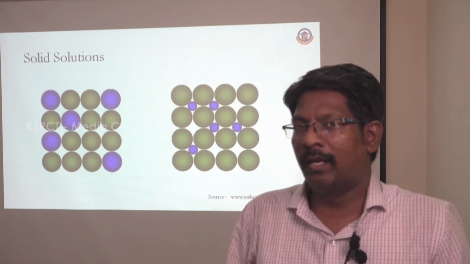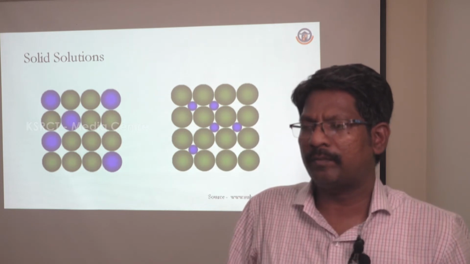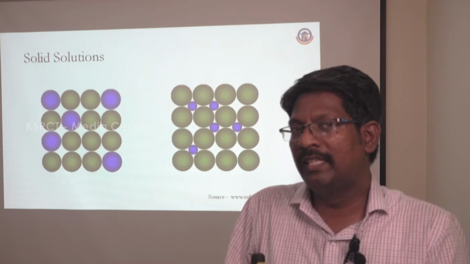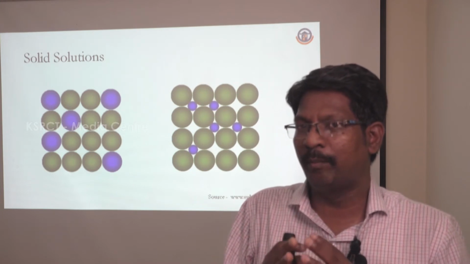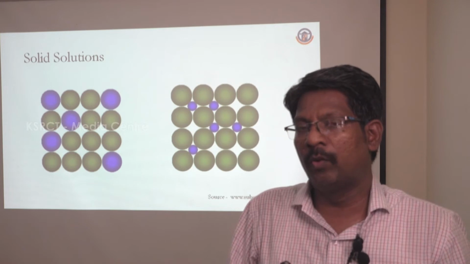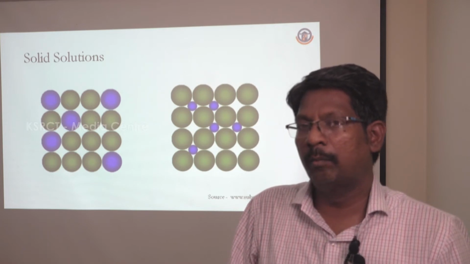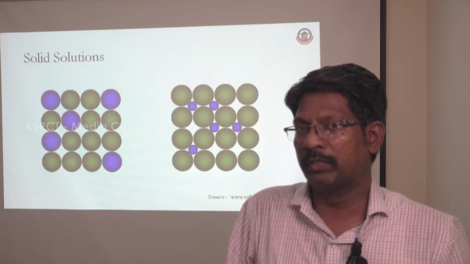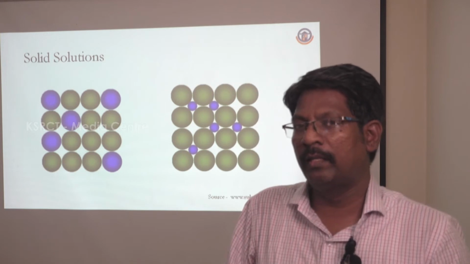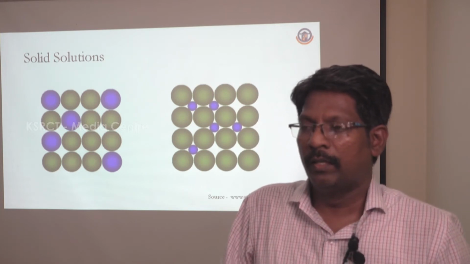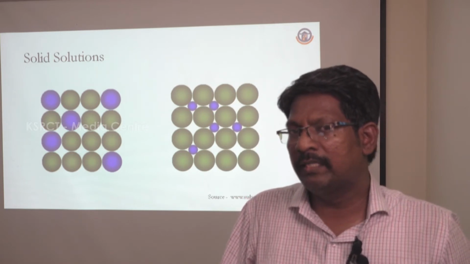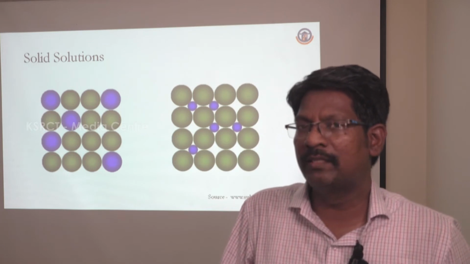So how can we differentiate these two images? In this case, we can see that the solvent is the major portion and the solute is the minor portion. Just looking at the image, the green color balls are the major composition and the blue color balls seem to be the minor composition. So here the green color balls are the solvent and the blue color balls are the solute. We will discuss this image in the forthcoming slides and categorize which one is substitutional and which one is interstitial.